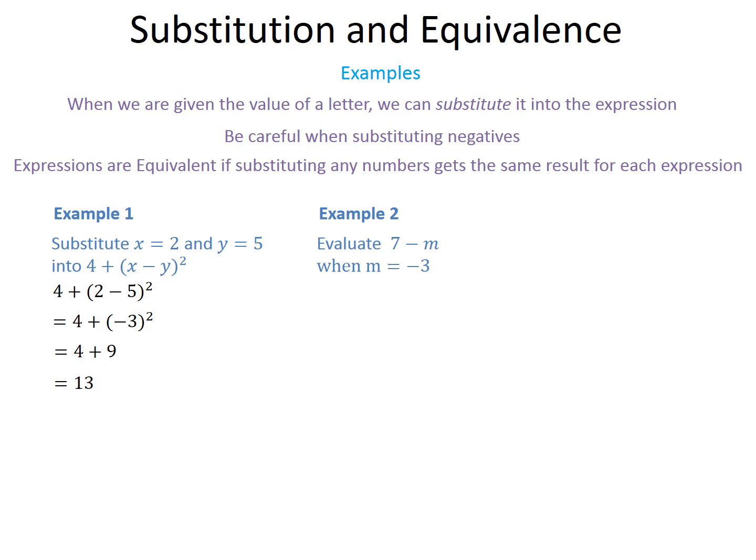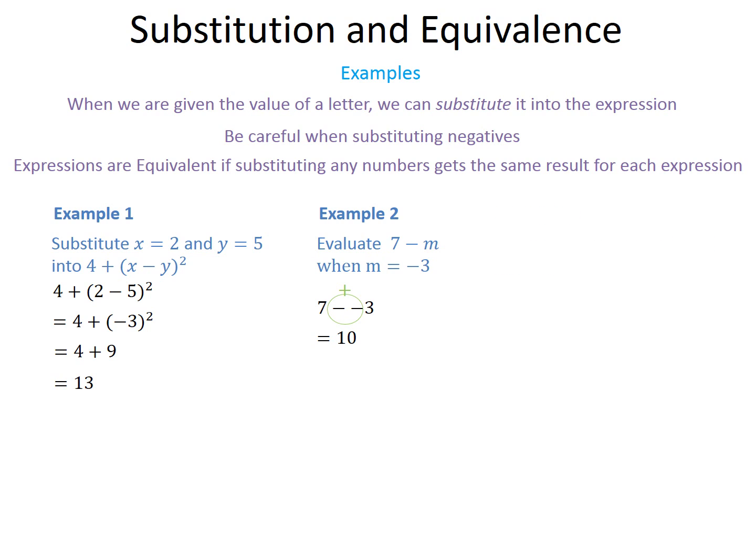Let's just do another one here where we've got to substitute, and in this one we're substituting a negative. And so when we write out the expression, we're just going to be careful to make sure that we include this minus sign and this negative in our expression there. And then we can do the 7 take away negative 3. Well, that's just a plus, so 7 plus 3 is equal to 10.